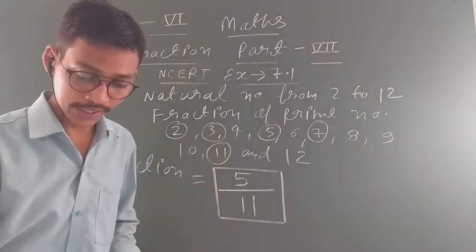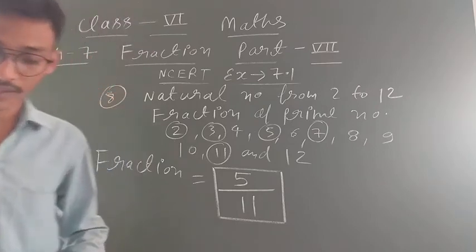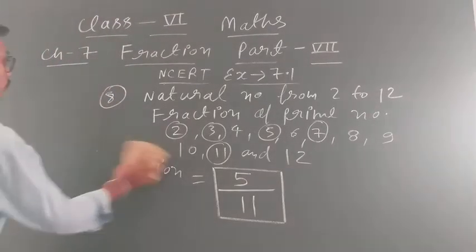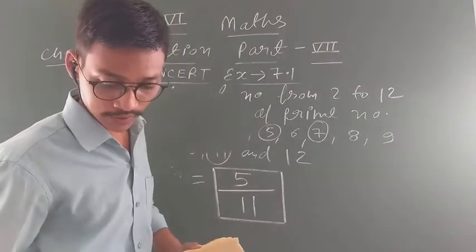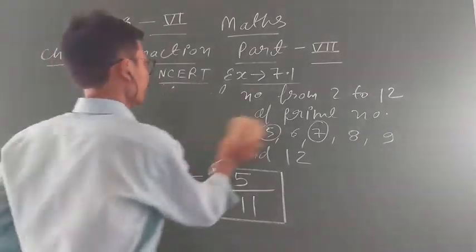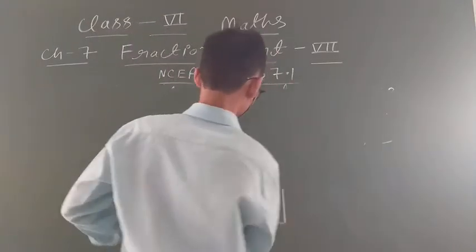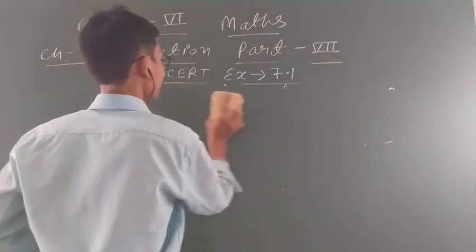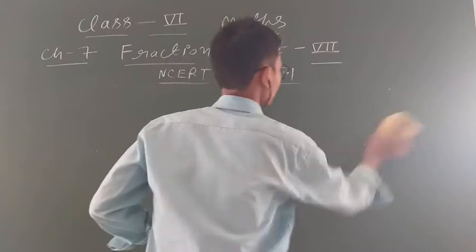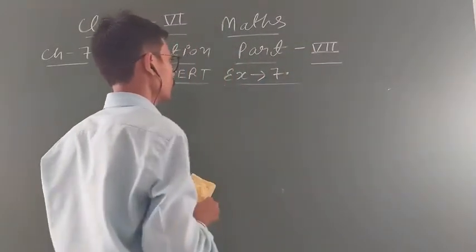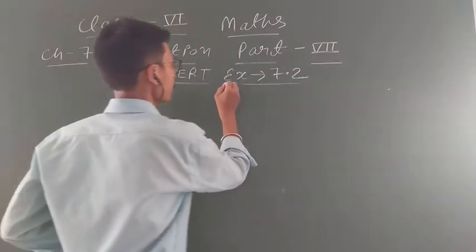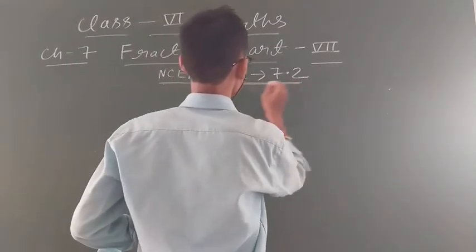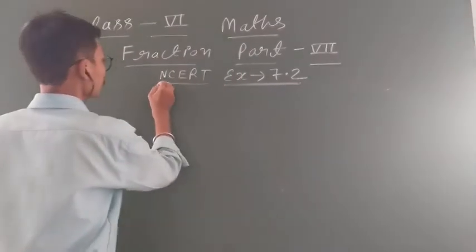Now I am moving to exercise 7.2. Some questions I will explain and some you will solve yourself. Student, all the questions you will do yourself. Any problem you face, you can ask. What is given in 7.2? Generally it is based on the number line.